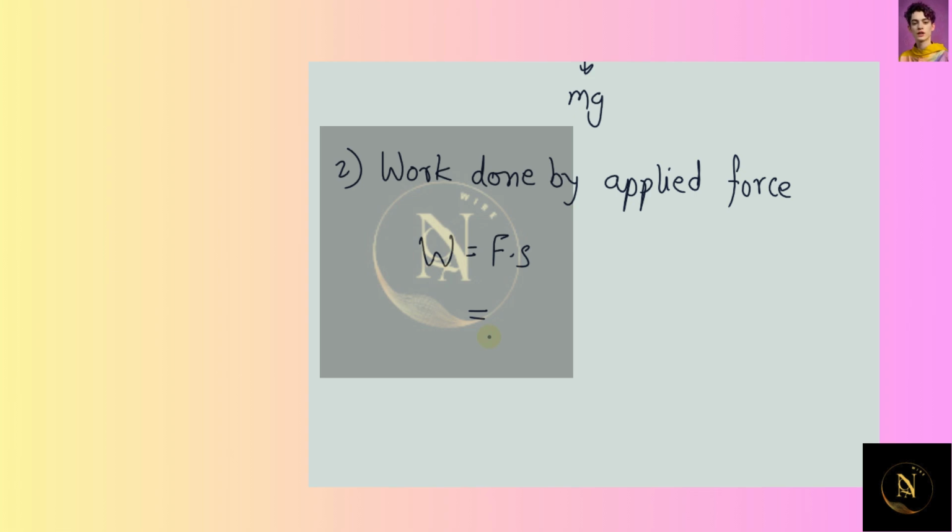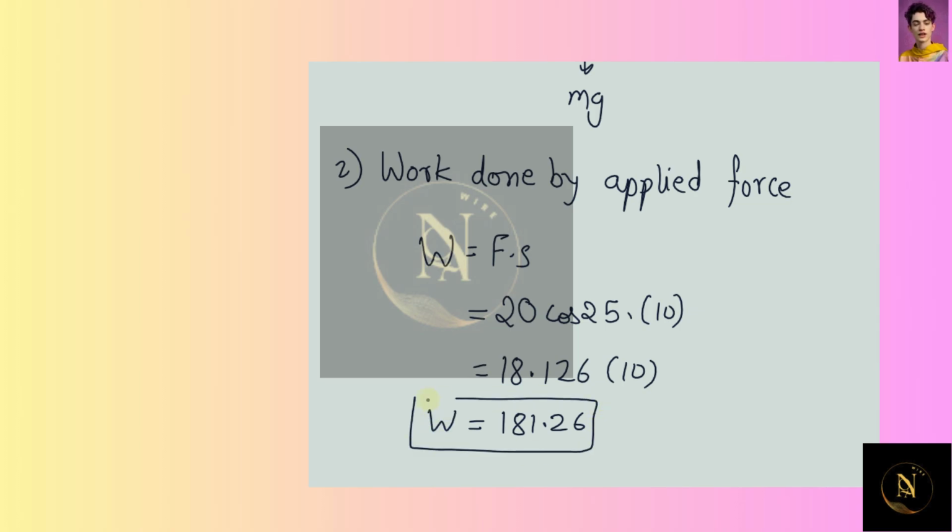Now will the sine component get involved in the work done? No, because it is perpendicular to the horizontal displacement. So it will be 20 cosine of 25 times 10, because the displacement is 10 meters. So it is 18.126 times 10, and if we calculate this, we get the answer as 181.26. So this is the work done by the student. Sorry, I forgot to put the unit. The unit will be joule.